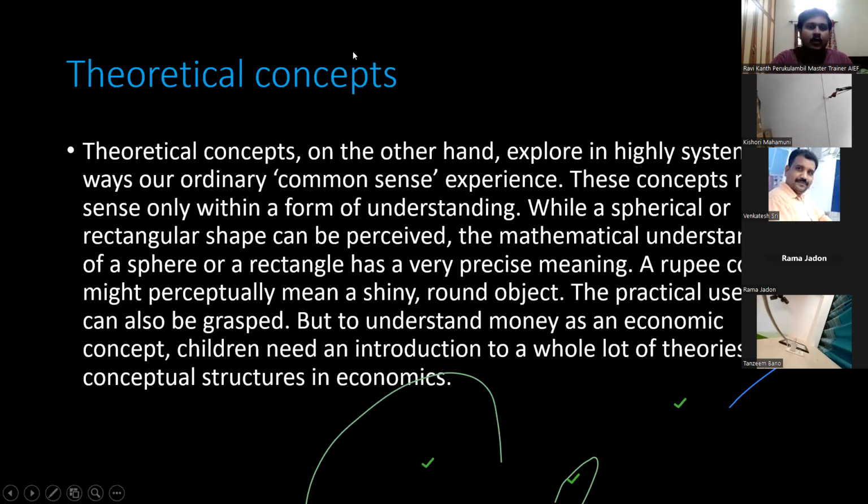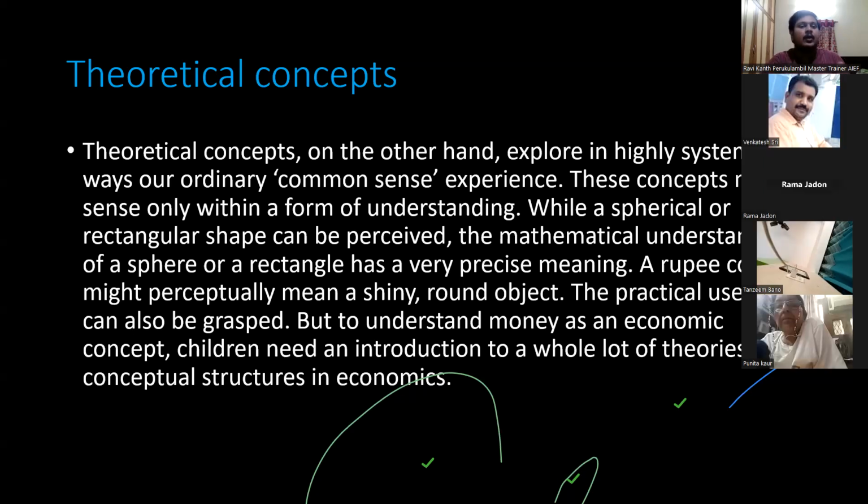Moving further, theoretical concepts. These, on the other hand, explore in highly systematic ways our ordinary common sense experience. These concepts make sense only within a form of understanding. While a spherical or rectangular shape can be perceived, the mathematical understanding of a sphere or a rectangle has a very precise meaning. A rupee coin might perceptually mean a shiny round object. The practical use of it can also be grasped.